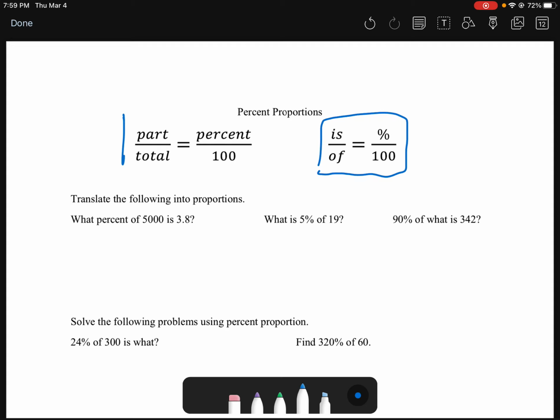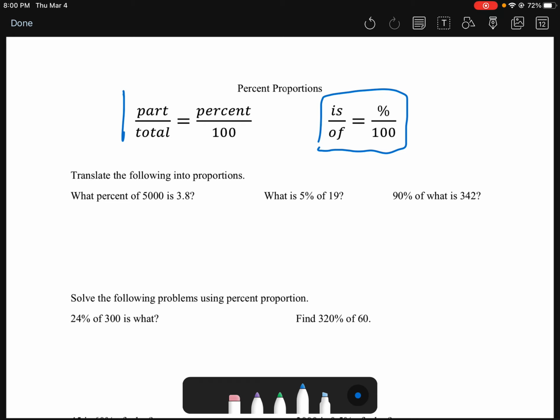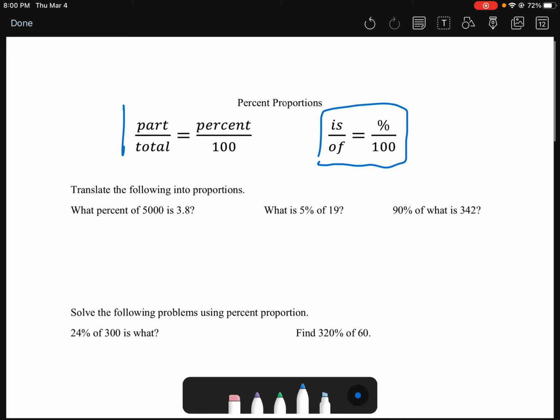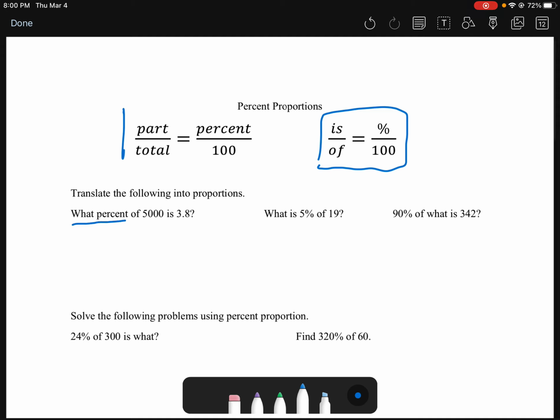So down below, I have the three different problems that we would be dealing with during these percent proportions, and I will demonstrate how they're supposed to be set up using is over of equals percent over 100. For my first problem, I have what percent of 5,000 is 3.8. So I don't know what the percent is. My 3.8 goes with my is, so I'm going to put that where the is goes on this little diagram.